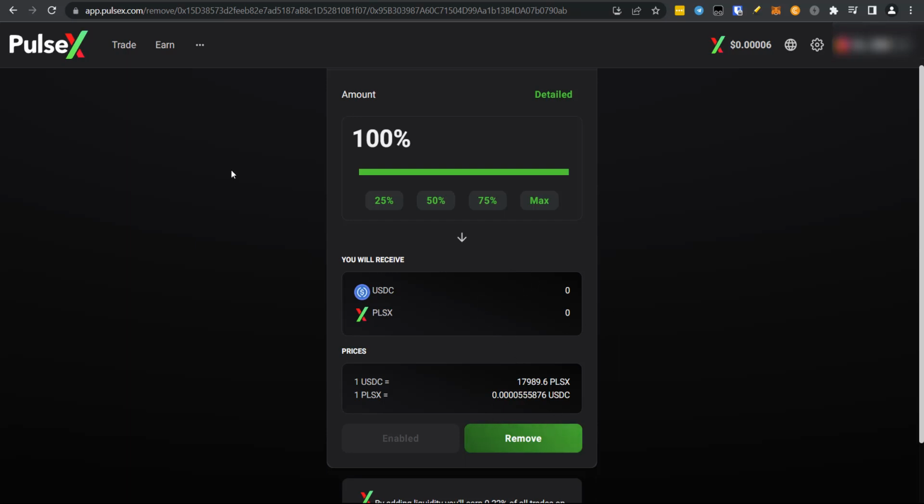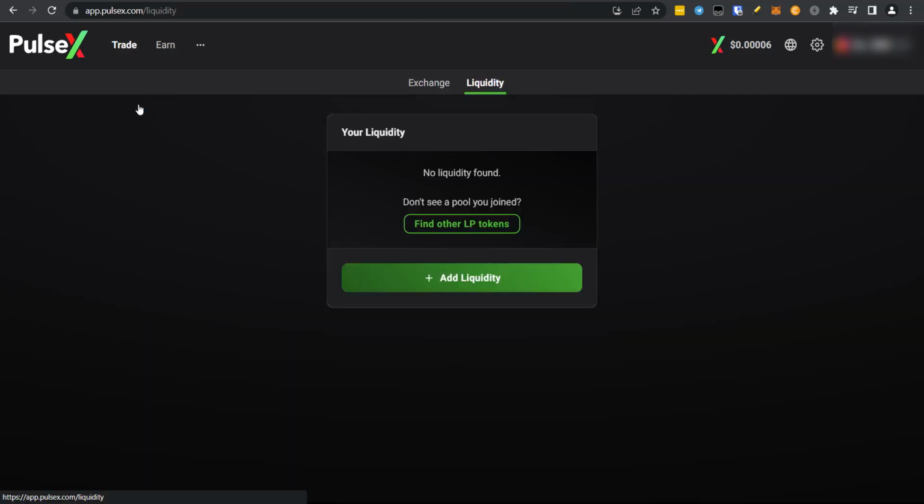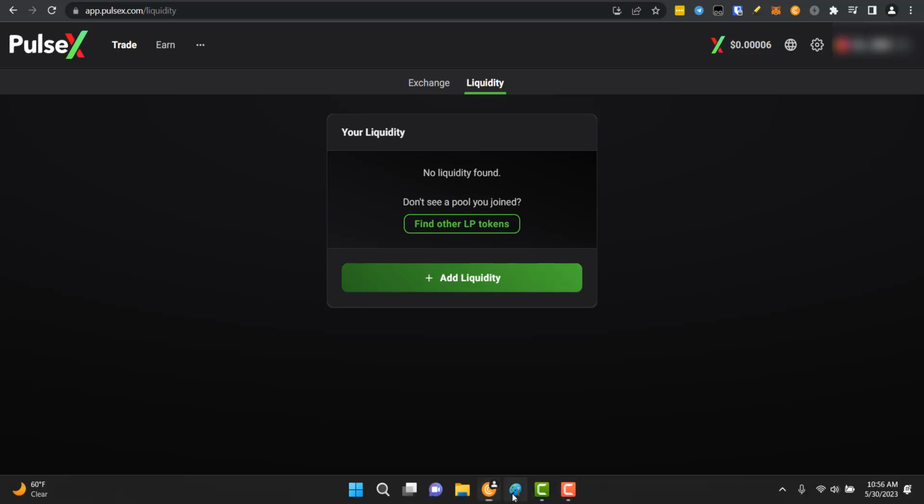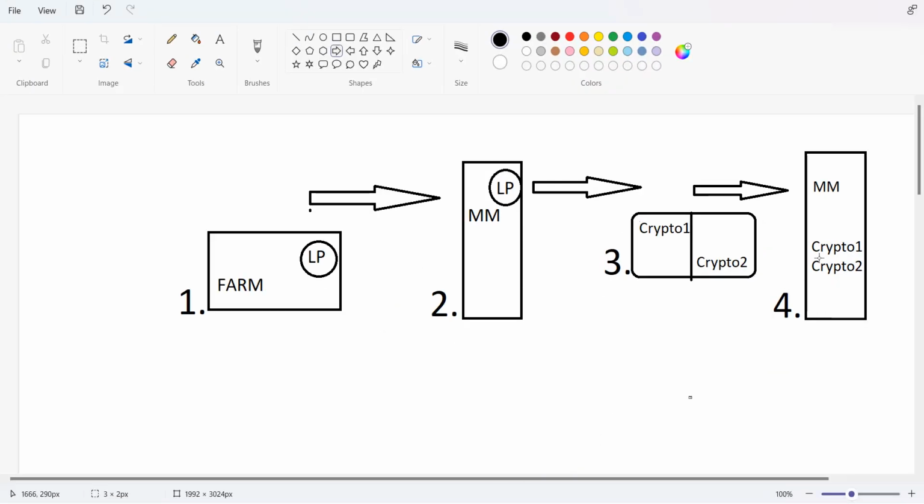Okay, so now you can see I've removed the liquidity. If we come back here, we go to liquidity, and it is gone, and those assets are now in my wallet. I now have the Pulse and PulseX, and I now have the assets that I removed. I also have the USDC and PulseX that I removed as well.